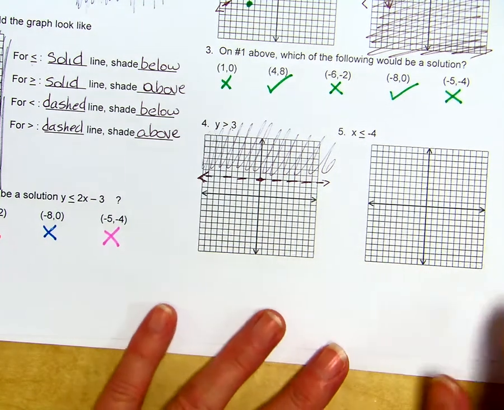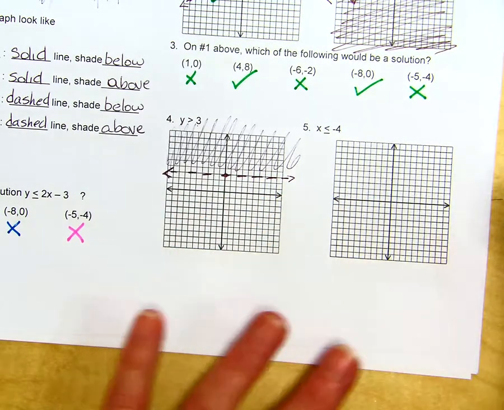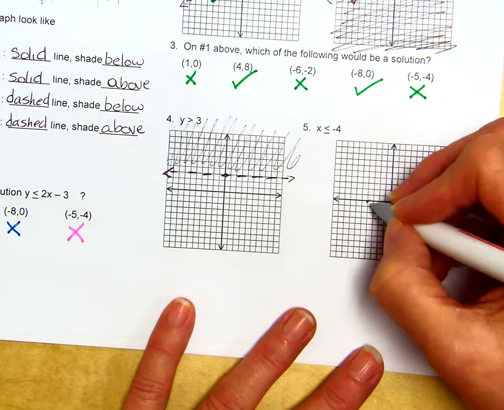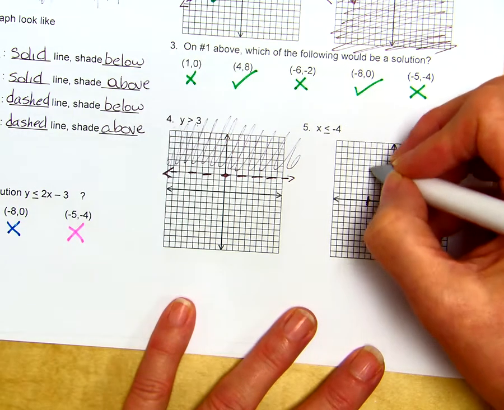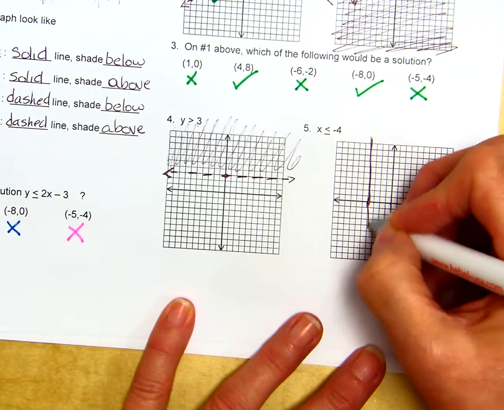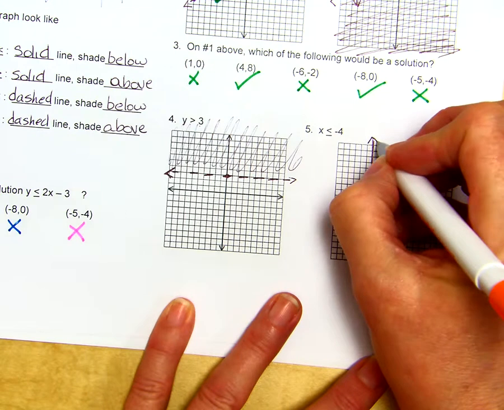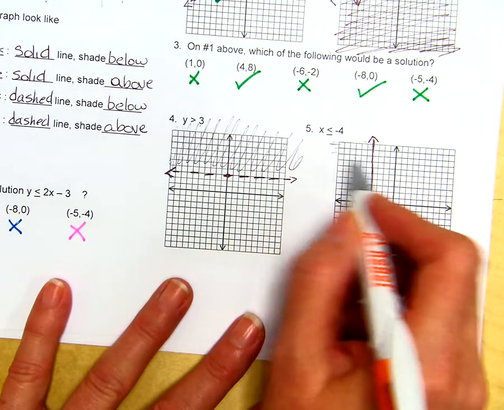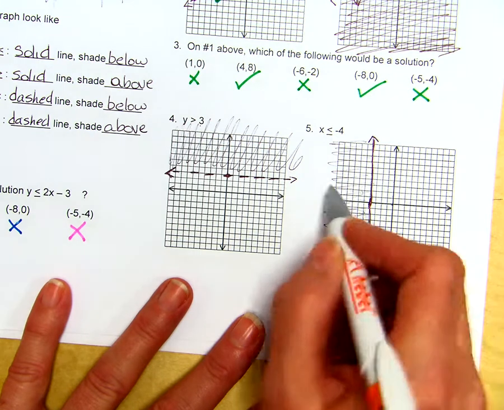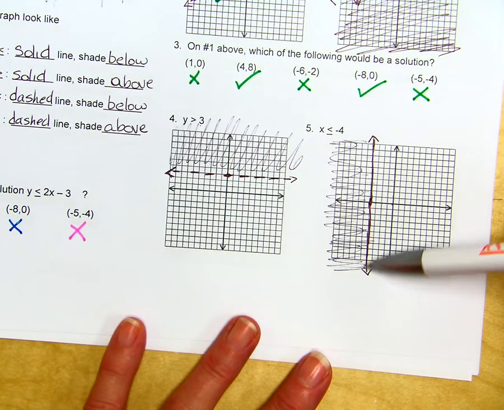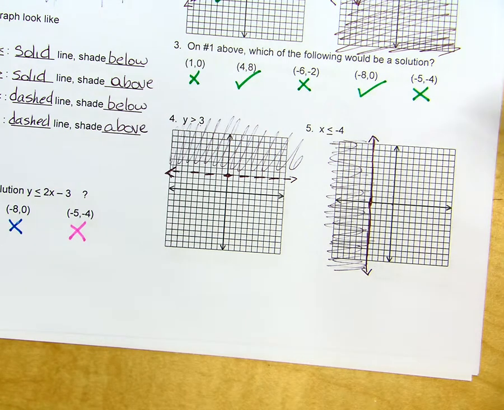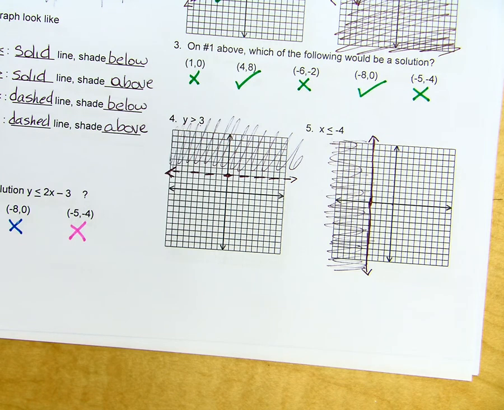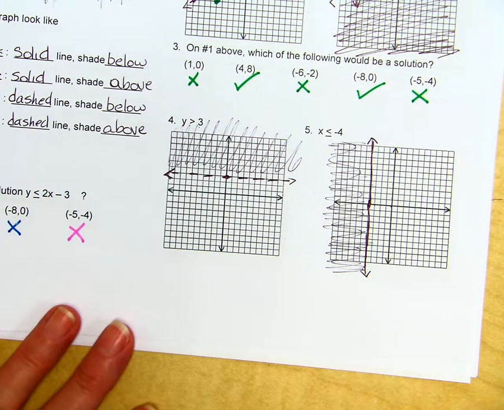X less than or equal to negative 4 is a special case when we're dealing with these. This one is our vertical line. So we're going to go to where x is negative 4. And because of the equals, we're going to put a solid line through x being negative 4. So this is where x is equal to negative 4, and we want the things smaller than negative 4. To be smaller than negative 4, you need to be to the left of it, so we're going to shade to the left of that negative 4. This line is included because of the equal sign, so the negative 4 is included, whereas on number 4, the 3 is not included because it's strictly greater than. And those are the notes for graphing linear inequalities.